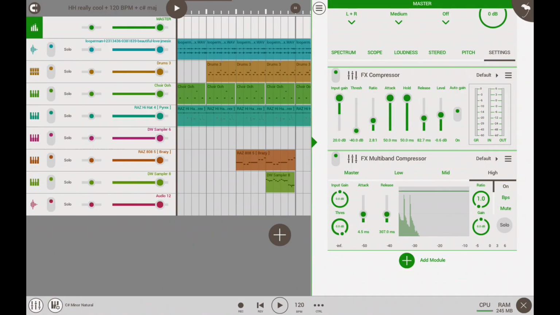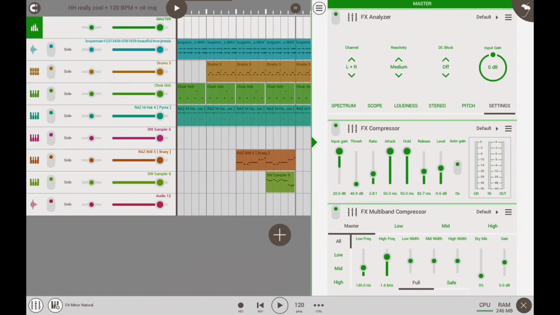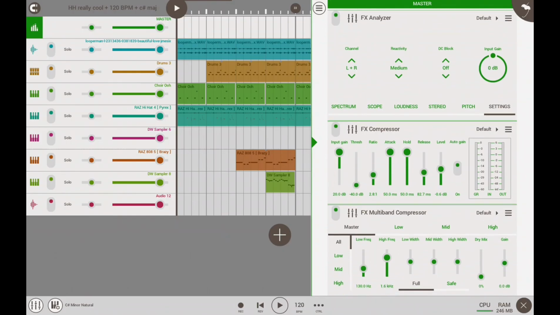So I guess music is all about the low, the mid, and the high in everything, right? Multi-band compressor, FX analyzer, even FX compressor, because we have 20 decibels, we have 40 decibels, we have 50 decibels, going to the right side. But anyways, all I wanted was to show you what I keep on my master channel on this lovely beat.